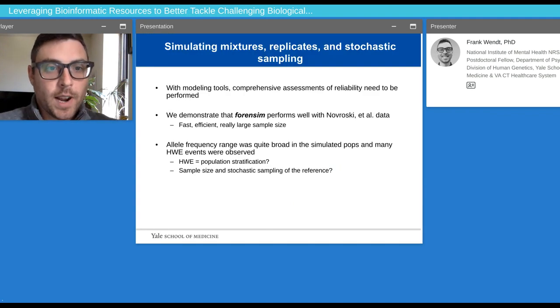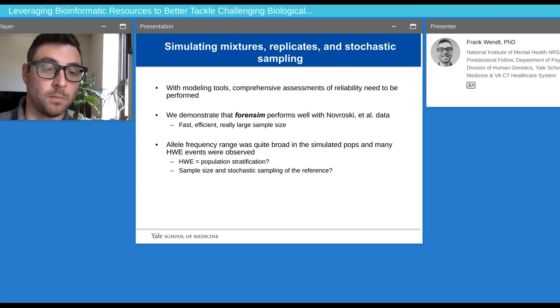So to summarize here, when using modeling tools, it's really important to pay attention to comprehensive assessments of the reliability of those tools. The impetus behind this project is that we didn't feel like we had literature to support our use of Forensim in some of these projects that we want to do. Here we demonstrated that the Forensim package works really well with the Novroski et al. data.